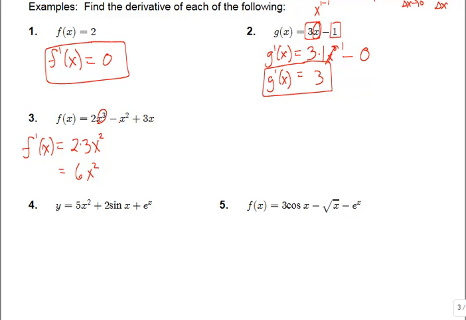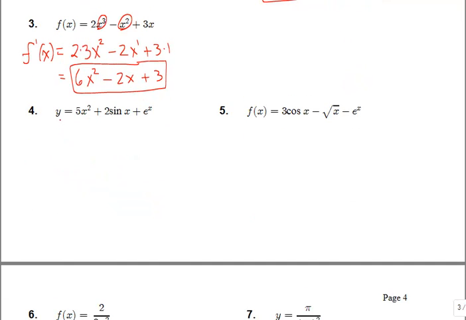Now we go to our second term. The derivative of x squared, the 2 comes down, and then we subtract 1 from the power, so the new power will be 1. So the derivative of x squared is just a 2x. And then finally our 3x, the 3 stays there, and the derivative of x, we said, goes to just 1. So 3 times 1 will just be 3, so my final derivative is 6x squared minus 2x plus 3.